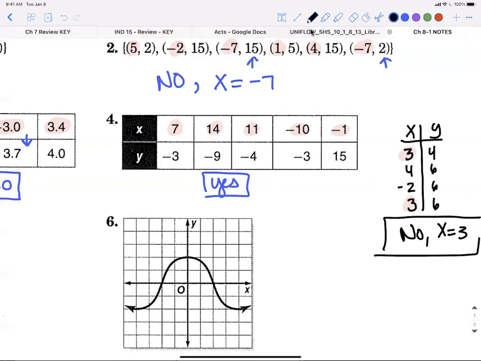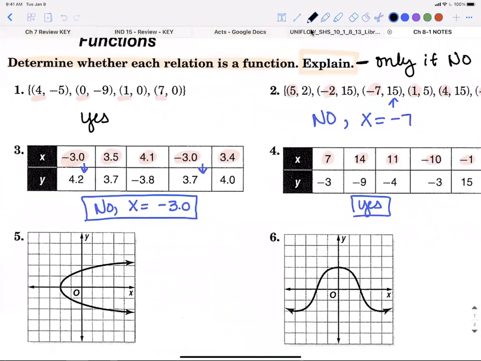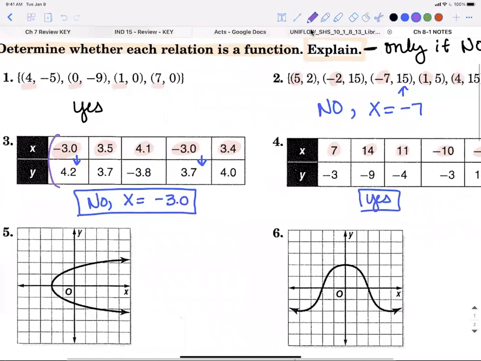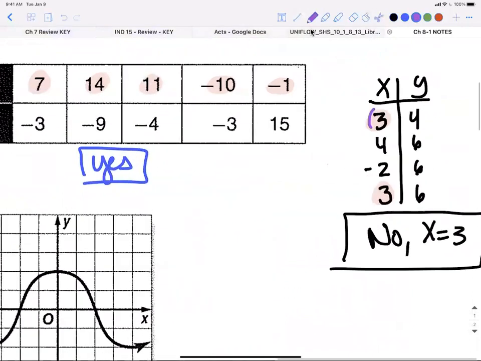So given a relation, you can be given it as ordered pairs. It looks weird, but this is an ordered pair. That's an ordered pair, they're just stacked on top of each other. If it's an up and down graph, this is an ordered pair. This is an ordered pair. So you can be given the data of a relation in a bunch of different ways. No matter how it's given to you, you still use the cheating X test.